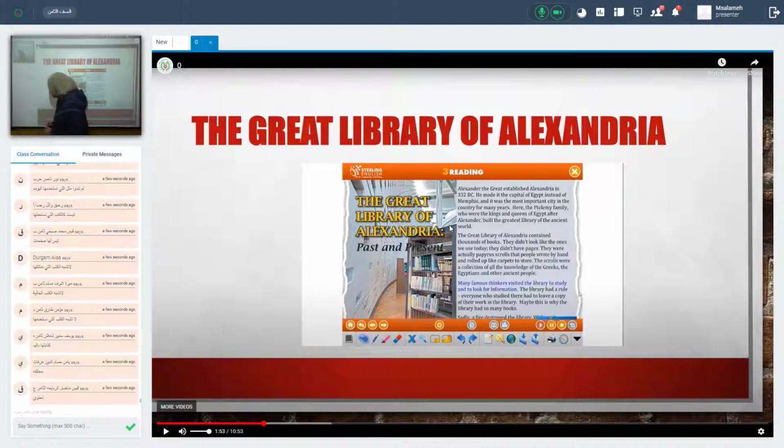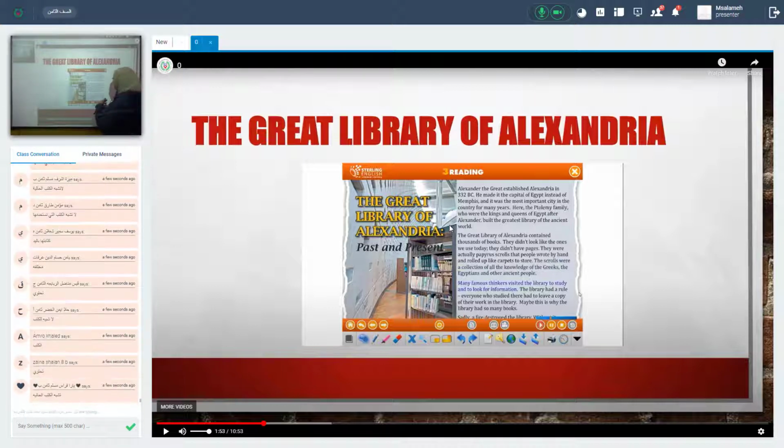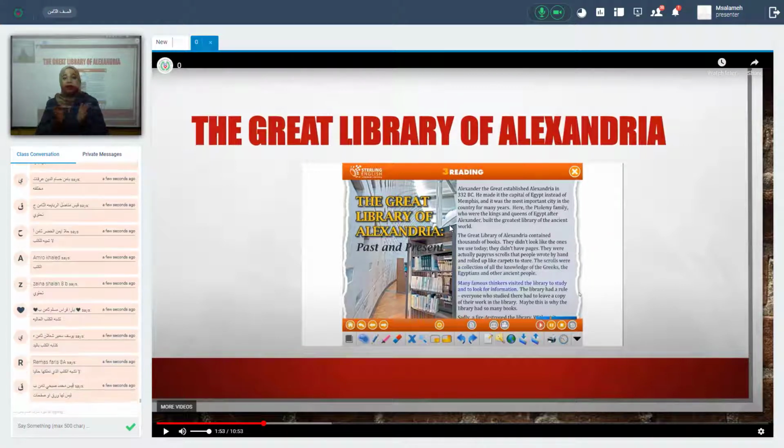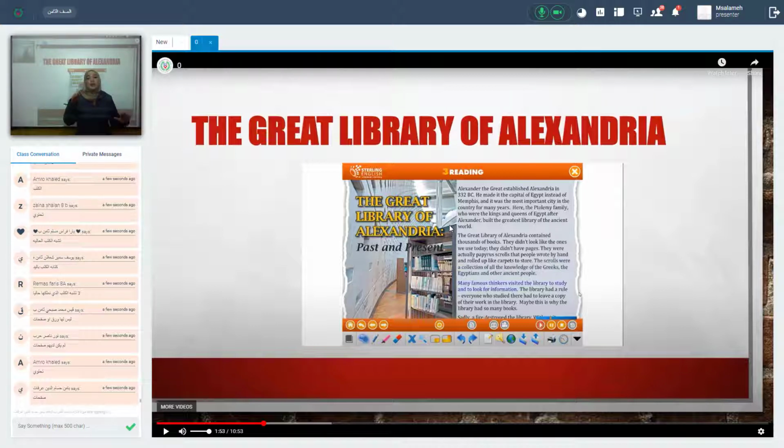Excellent. Okay. Now, they didn't look like the books we use now. They didn't have pages. If I ask you in the exam to describe the books in the Alexandria library, you need to tell me they didn't have paper. They didn't have pages.